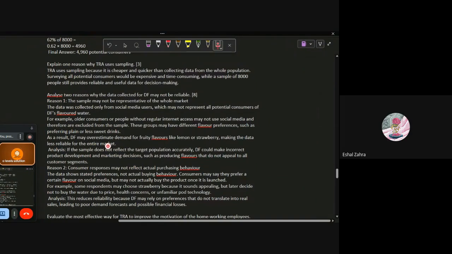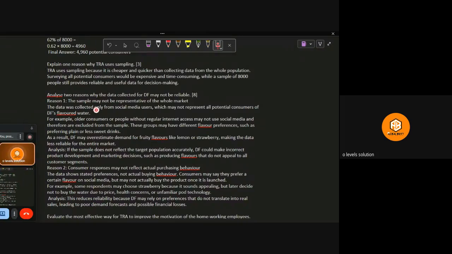Because they said two reasons why it may not be reliable, we need to write the limitations only, not advantages. So we can say that the sample may not be representative of the whole market. As I already told you, of course there are only 8,000 people. It's not like the whole population was there.